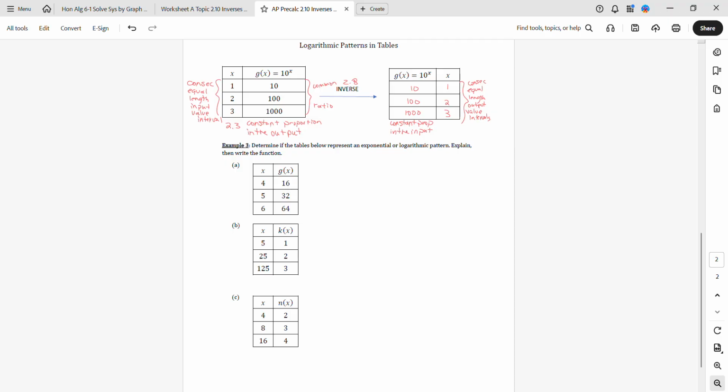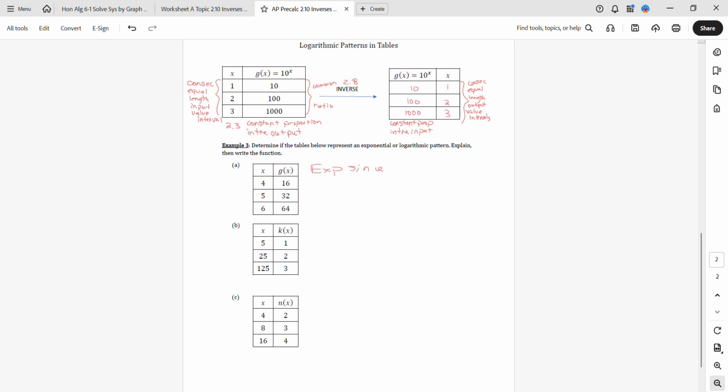So example 3, or last example, we've got 5 minutes. Let's do it. Determine if the table below represents an exponential or logarithmic pattern. Explain, then write the function. So let's look at A, g of x. 4, 5, 6, 16, 32, 64. Is this exponential or logarithmic? Exponential. It is exponential.